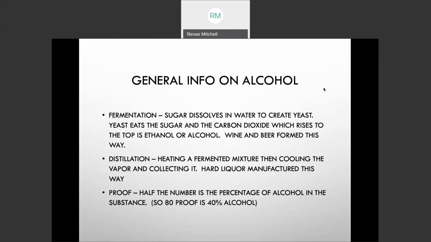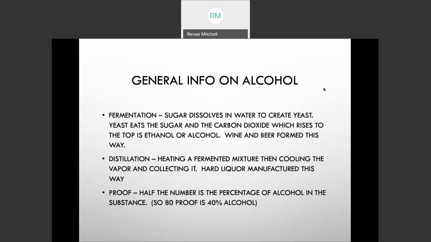Distillation is another way to create alcohol, and that requires heating up a fermented mixture and then cooling the vapors. So heating it to the point where it starts to steam and then cooling the vapor and collecting that liquid. And that's how hard liquors are manufactured.